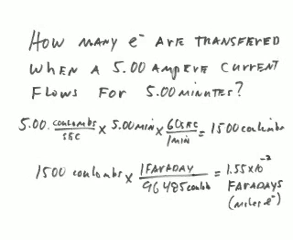1,500 coulombs times 1 Faraday. A Faraday is 96,485 coulombs of charge. So we would be transferring 1.55 times 10 to the minus second Faradays. And a Faraday, of course, is a mole of electrons. So we would have transferred 1.55 times 10 to the minus second moles of electrons.